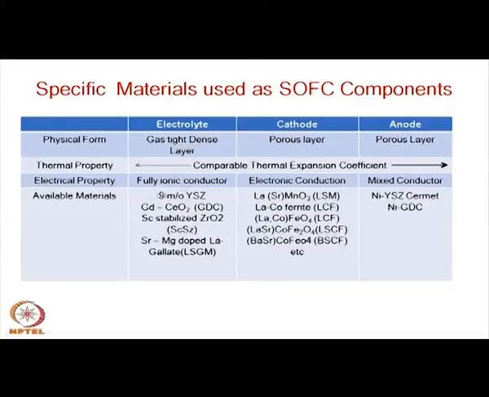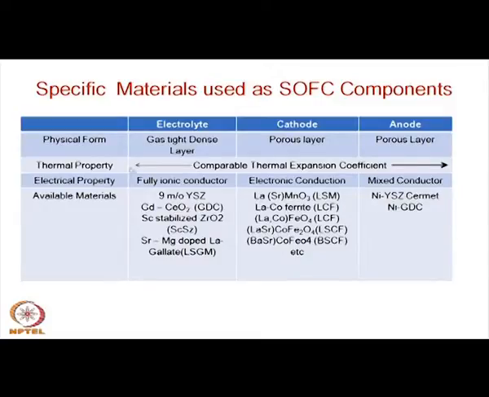Thermal property: because the three of them are sandwiched together, the electrolyte, cathode and the anode form basically a monolithic structure. So, their thermal expansion coefficients must match, otherwise there will be cracks and bending, and the whole system will not be stable, because they are operating at a higher temperature. Whenever there is thermal cycling from room temperature to high temperature or high temperature to room temperature, there will be a problem of cracking.